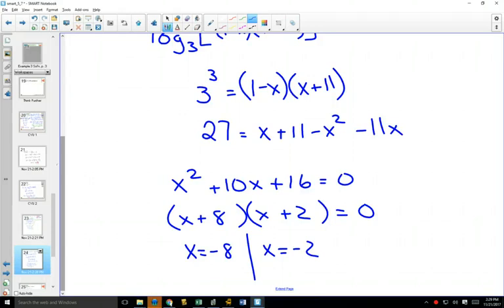Yes? Well, when I move this 11 over to this side to combine those like terms, I'd subtract 11 from 27. And that would give me 16. Well, I'm going to want to make one side equal to 0. So I moved everything over to the left-hand side.